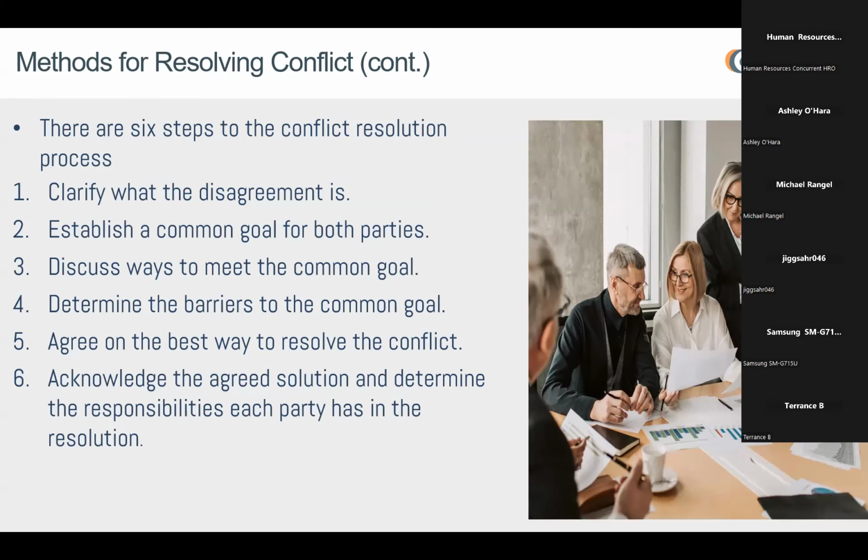All right. Number three, discuss ways to meet the common goal. So, what are the tactics? What is the ladder you're going to climb together? All right. What are the certain steps that need to be put in place in order to achieve the target or goal? Number four, determine the barriers to the common goal.